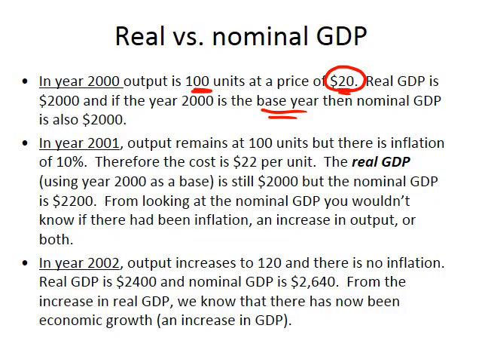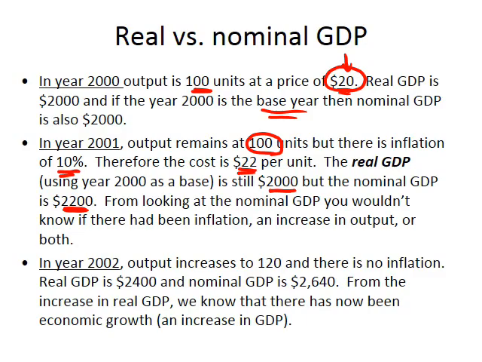So let's look at the next year, fast forward. We have output remaining at 100 units. So we know that our real GDP will still be calculated at $20, so our real GDP should still be $2,000. But if we look at nominal GDP and we had inflation of 10%, then we know our costs have now gone from $20 to $22. If we calculate the nominal GDP, we take the 100 units times $22, and our nominal GDP would be 2,200.